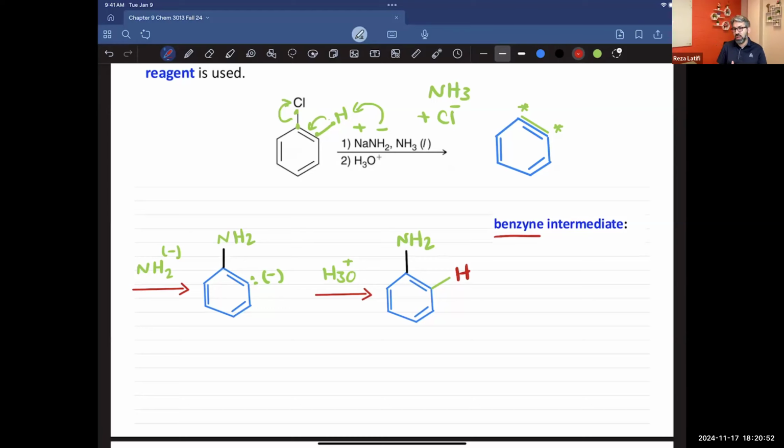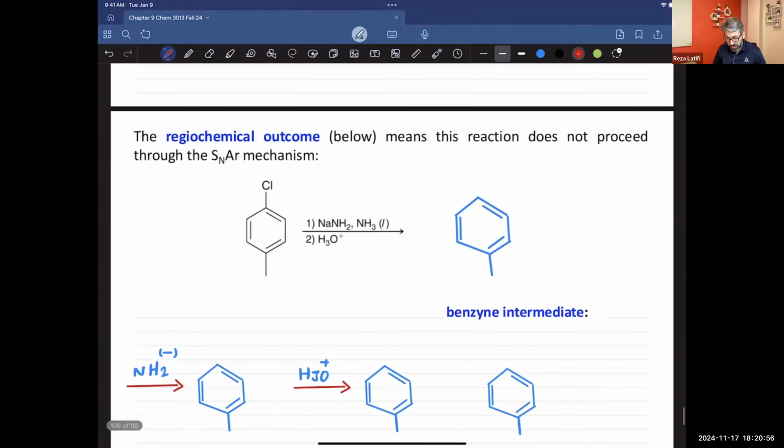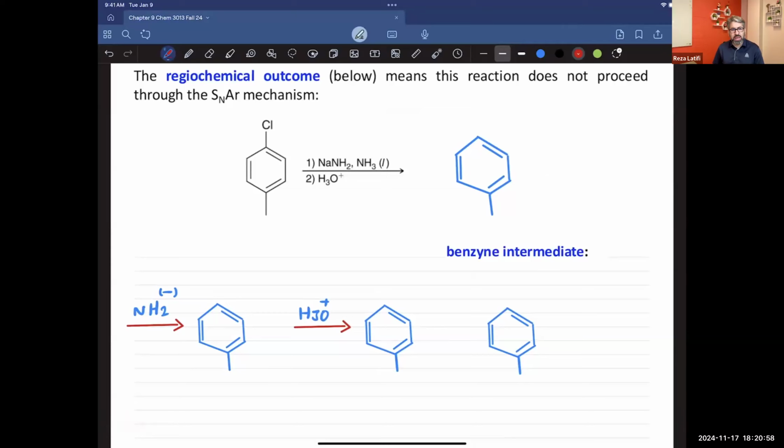But what will happen if you have a substituent? In that case, you will get different products. For example, I have parachlorotoluene, and I'm treating it with a strong base, and this is the strong base. It will go after one of these hydrogens, the hydrogen that is close to the alpha carbon. I'm going to treat this one as an alpha carbon, and so it will take that hydrogen.